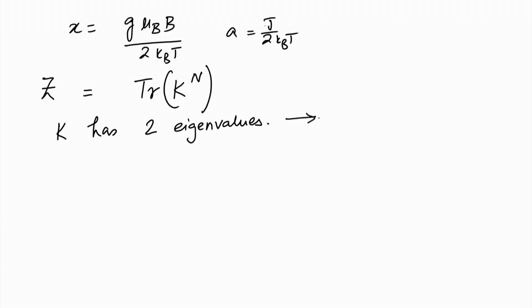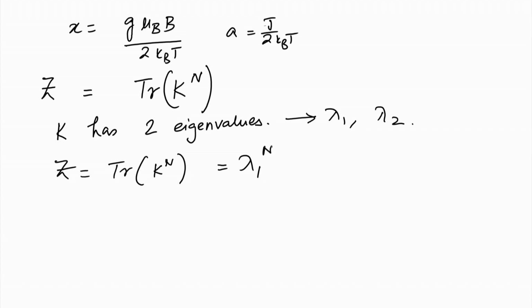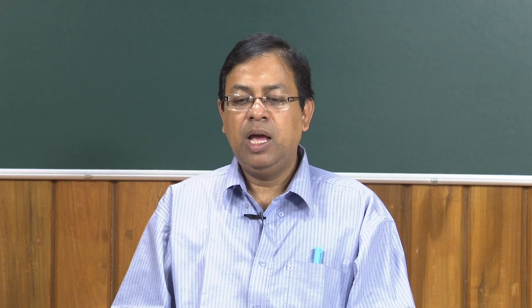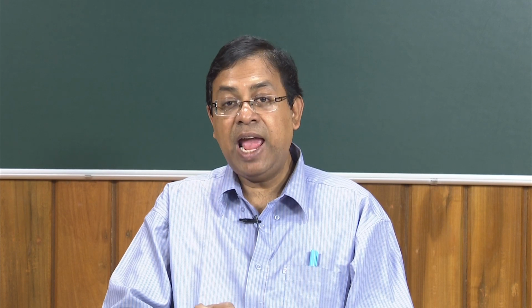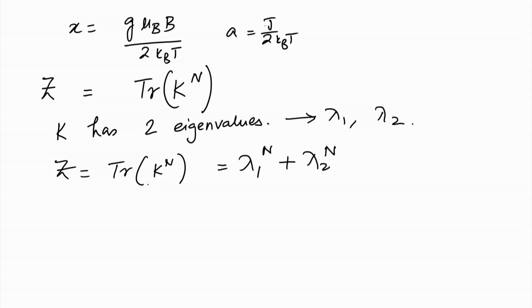And those eigenvalues, let them be lambda 1 and lambda 2. So, my Z, since it is equal to trace of K to the power n, is the same as lambda 1 to the power n plus lambda 2 to the power n. This is a general thing that you should keep in mind, because I am taking a trace of n 2 by 2 matrices. So, finally, this is going to be a 2 by 2 matrix, and it will have 2 eigenvalues lambda 1 and lambda 2. So, the whole thing will come as lambda 1 to the power n plus lambda 2 to the power n, which can be simply written as lambda 1 to the power n times 1 plus lambda 2 by lambda 1 to the power n.